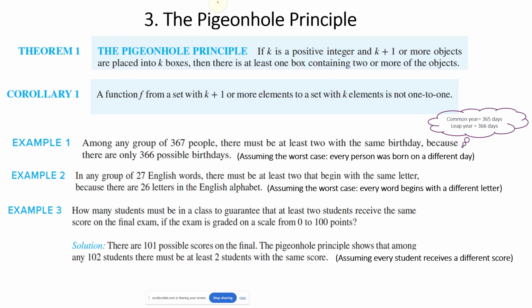And then from that, we can deduce that a function f from a set with k plus 1 or more elements to a set with k elements is not 1-to-1.